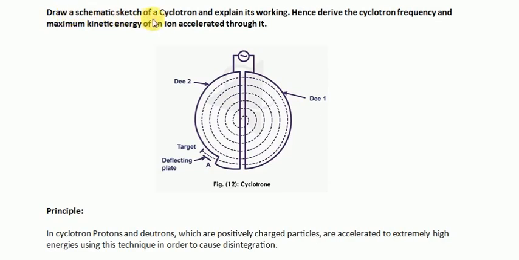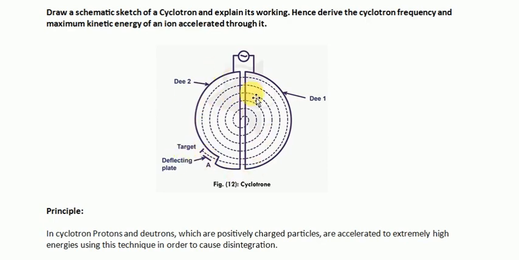So today in this video, we are going to discuss the working of the cyclotron and then derive the cyclotron frequency and the maximum kinetic energy of an ion accelerated through it. Have you ever wondered how scientists manage to accelerate tiny particles like protons to incredibly high speeds? Or why they would want to do that in the first place? One of the answers is the cyclotron, a powerful tool that accelerates particles and makes groundbreaking research possible.